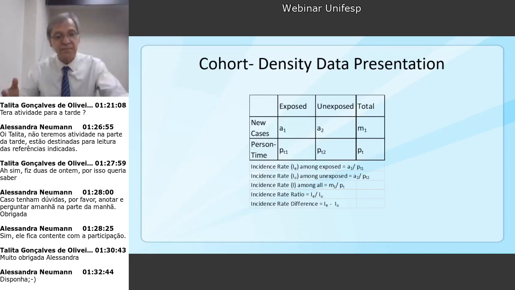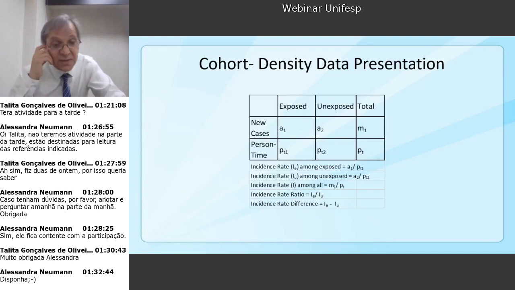Okay, so again, you have your person time calculated for each cohort group, exposed and unexposed. By the way, just look at a table like that. If I'm measuring the incidence rate of cancer in a city, what I'm looking at is M1 over PT, M1 over person time total for the whole city. But if I divide the city into those exposed to a water treatment plant contaminated with something and those unexposed, then A1 over PT1 and A2 over PT2 are the incidence rates among the exposed and unexposed. Okay?